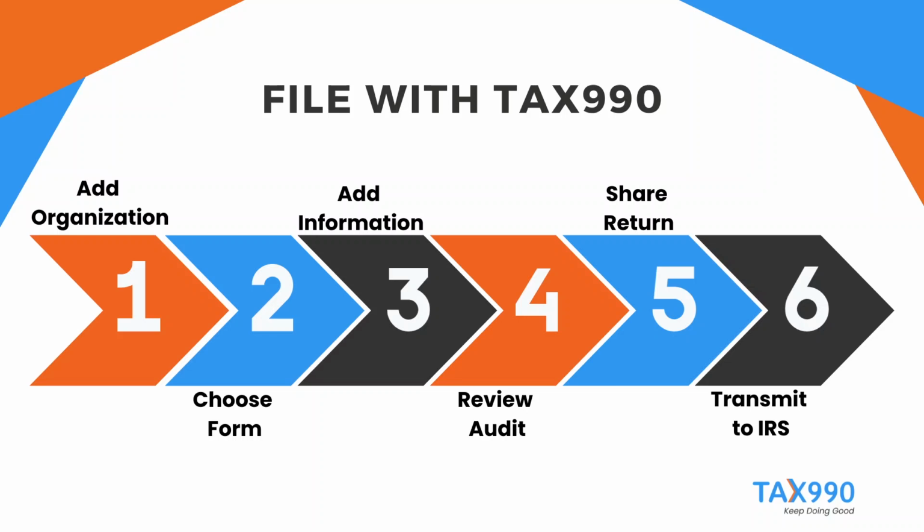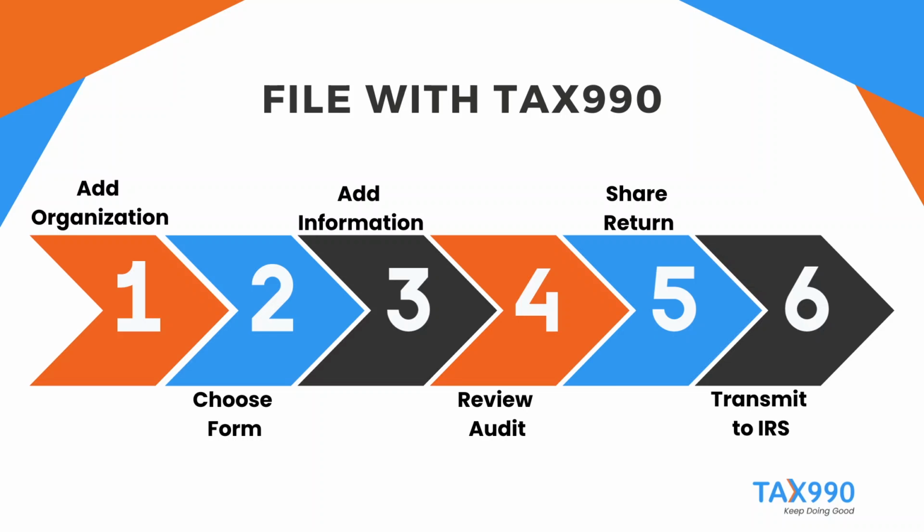And once you complete the return, Tax 990 will confirm the form and information provided has met all IRS form instructions using our internal audit. When you've cleared your audit errors, you'll have the option to share the return as necessary, and the final step is just transmitting the form to the IRS.